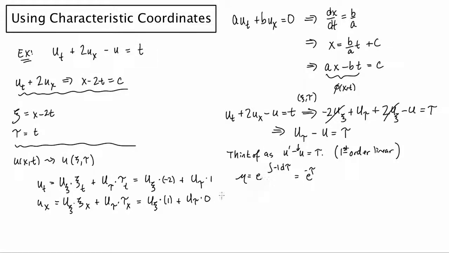So remember, if you have u prime plus p of t u equals, it doesn't matter what's on that side, then the integrating factor is e to the integral of p of t dt. And so that's all I'm applying here for my integrating factor. So my integrating factor is e to the negative tau, so I'm going to multiply this equation through by that integrating factor.